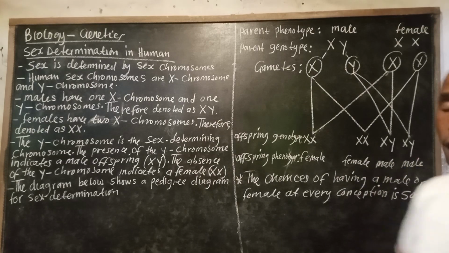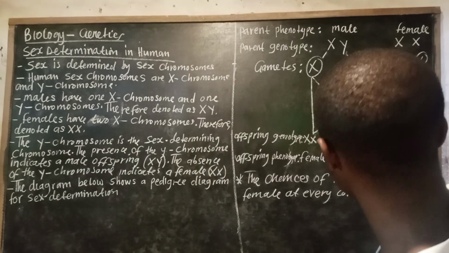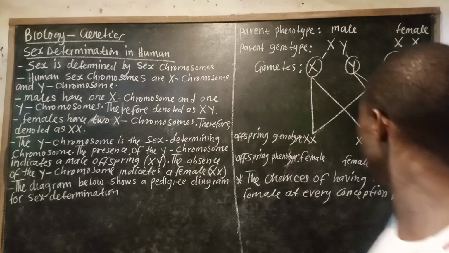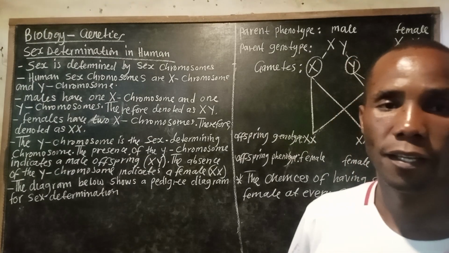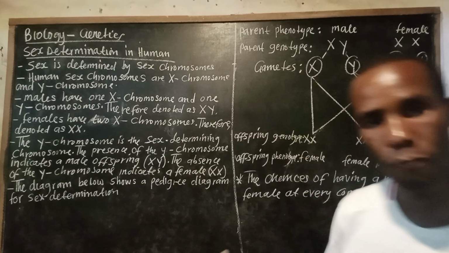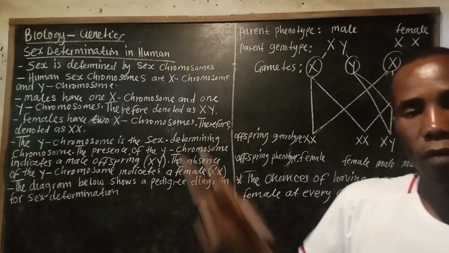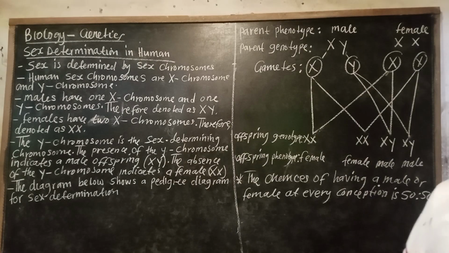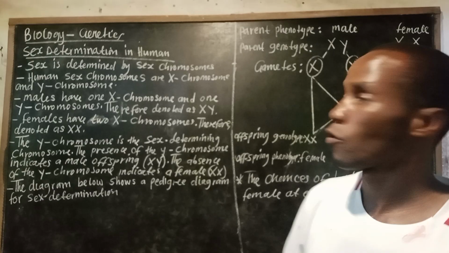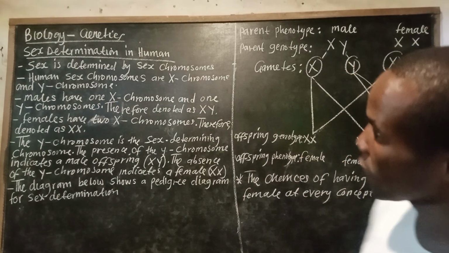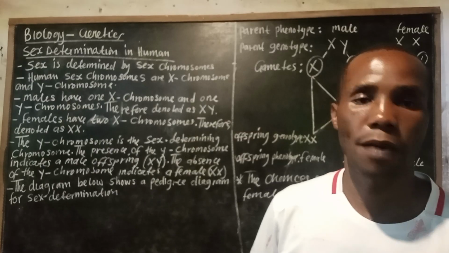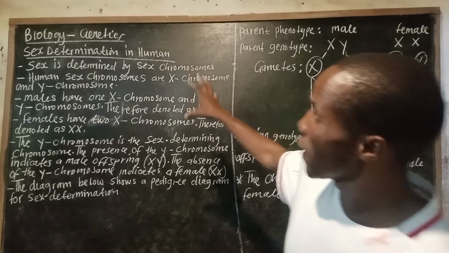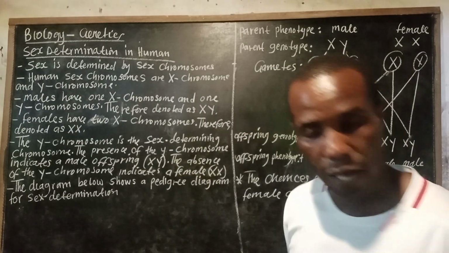You have to take note that the chances of having a male or female at every conception is 50-50. The probability of having a male or female is 1/2. There are two possible outcomes there, so no wonder it is indicated 50-50. You need to analyze the few points that I've given you. What determines the sex in humans is the Y chromosome.